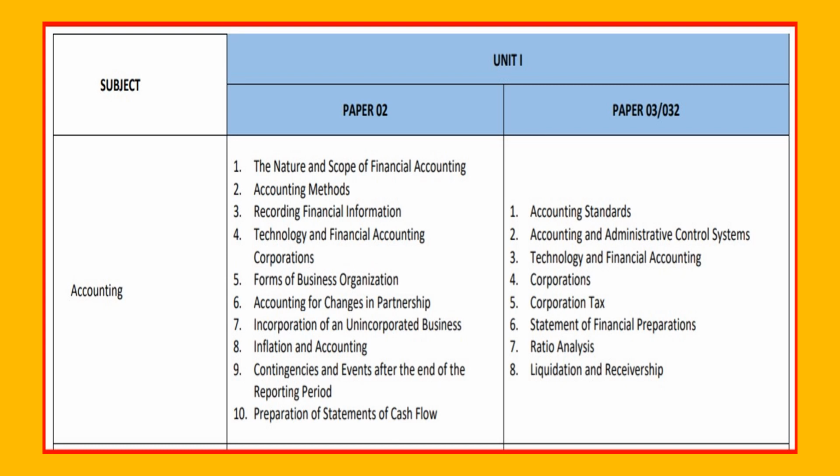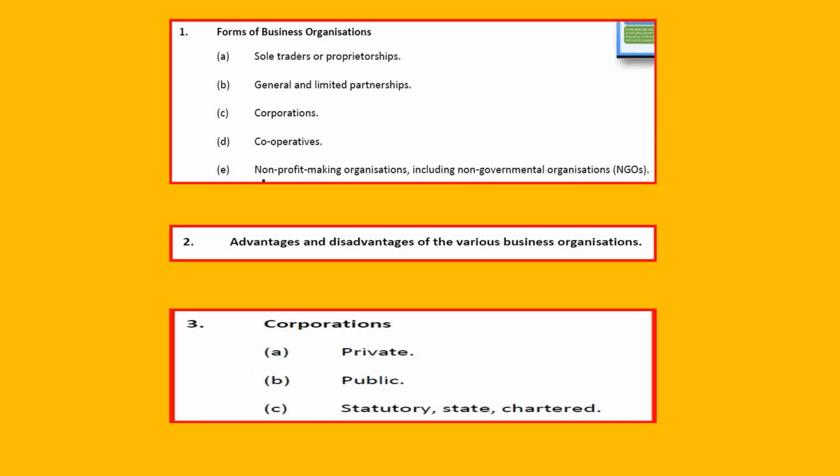So we're going to move into Module 2 now, and that could be 5, 6, 7, and perhaps 8, right? So let's take a look at the forms of business organization. The forms of business organization, and we have 5 of them here.